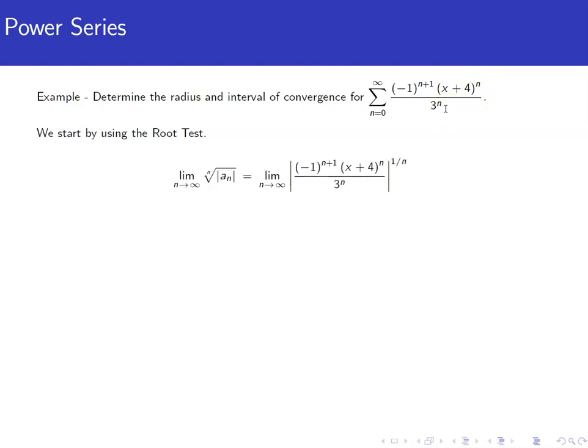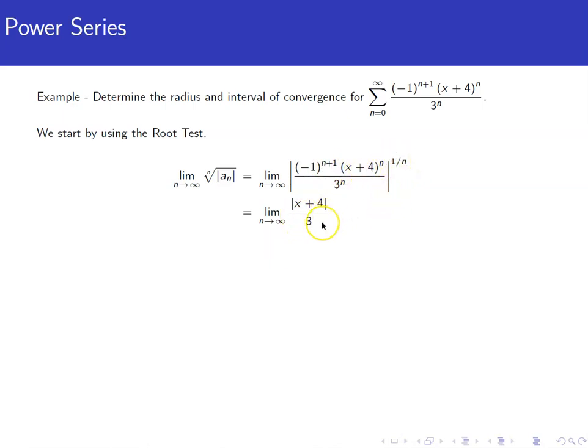So we'll do the limit as n goes to infinity of the nth root of the absolute value of the nth term. I'm just rewriting my root as a 1 over n power here. Here's my absolute value bars, and here's the nth term. The absolute value will take care of this (-1) to the n+1, because it'll always just be 1 then, so we can ignore that. 3 to the n to the 1 over n is just going to be a 3. (x+4) to the n to the 1 over n will just be x+4.